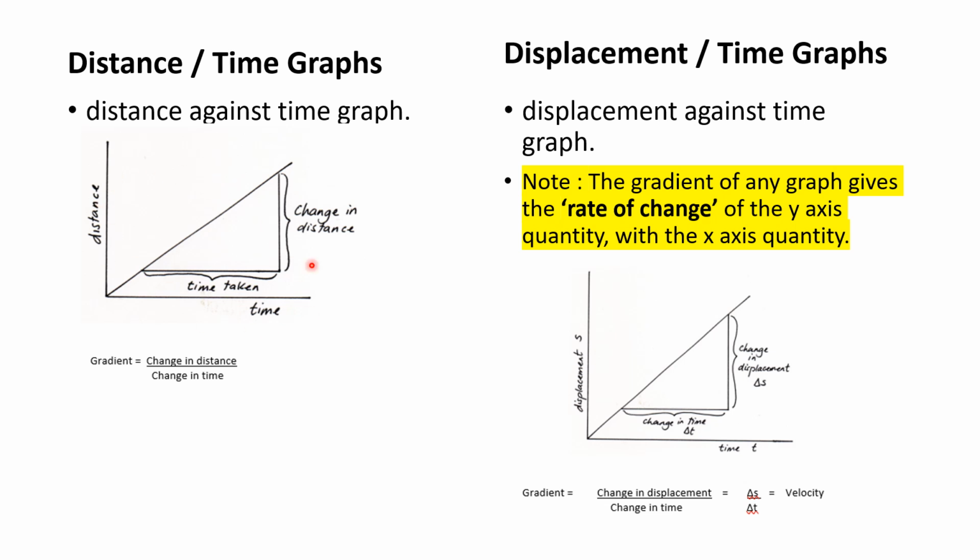Now look at the distance time graph. What is the gradient here? The rate of change of the y-axis. What is on the y-axis? That is distance, change in distance by the change in the x-axis quantity. What is on the x-axis? That is time taken. So change in distance by change in time. So the gradient of a distance time graph is speed. Now what about the displacement time graph? The gradient will give velocity. Understood?